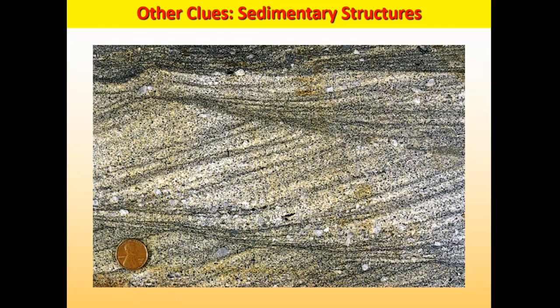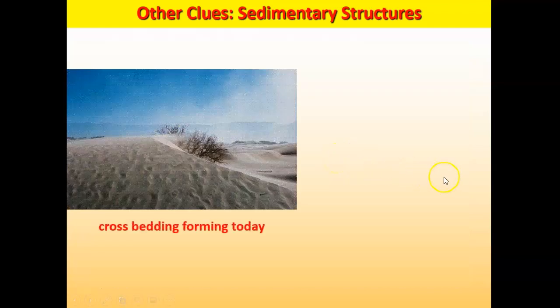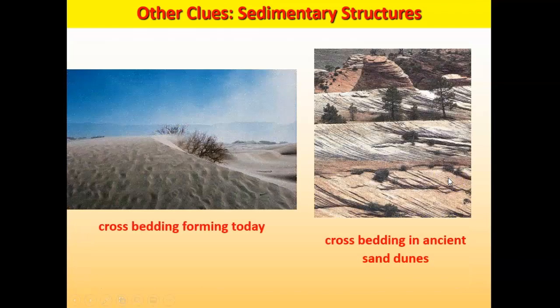So remember, cross beds are a side view thing. I need a road cut to see cross beds. Ripples are a surface feature that we would identify. Okay, what else we got today? If you've been to Zion, those structures that you're looking at are very large cross beds, and these indicate a Sahara-type desert that existed there because the cross beds are so big.